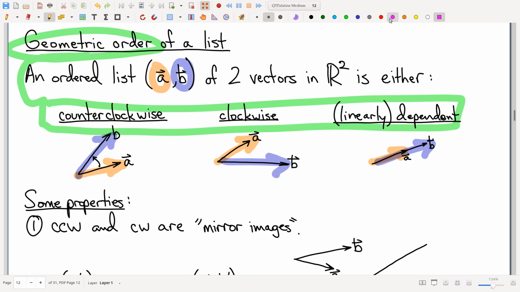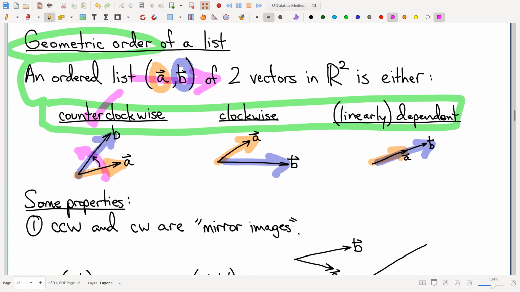And notice that if you look at that list where A is first, B is second, and you think about which direction we are rotating, starting in the direction of A, ending in the direction of B, well, if this is what those vectors are, then that is a counterclockwise list because, check it out, right there in the picture, rotating from the A direction to the B direction is counterclockwise.